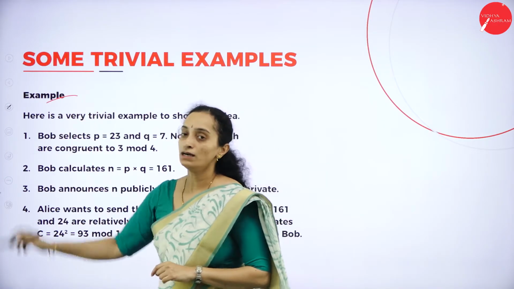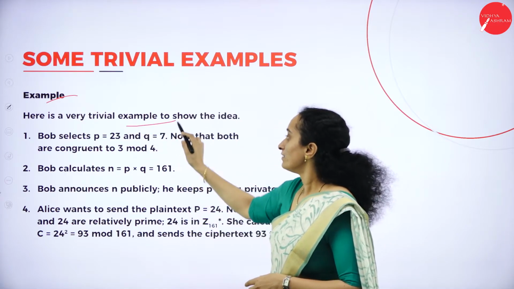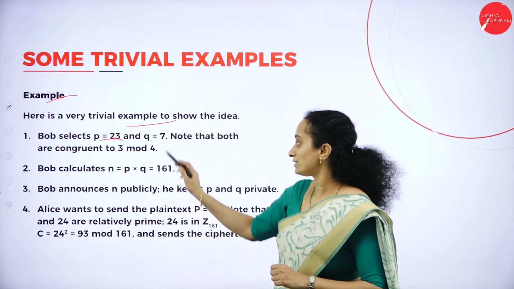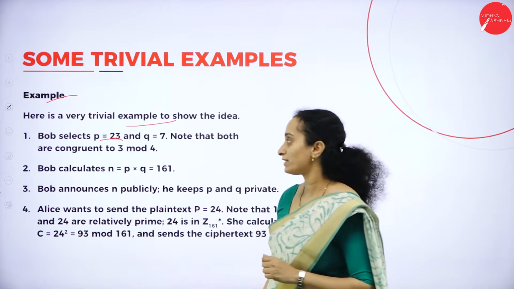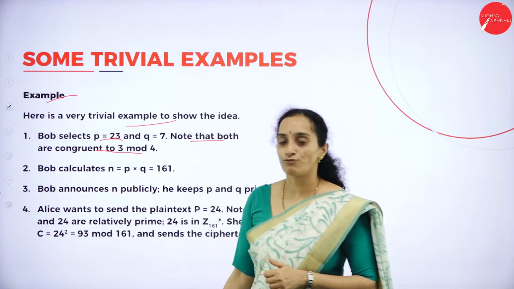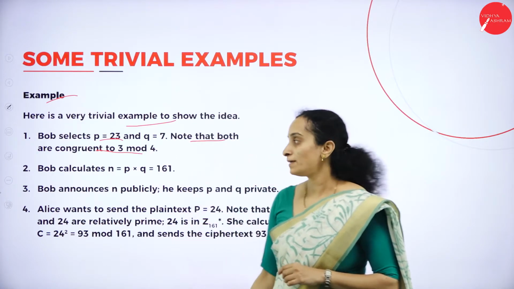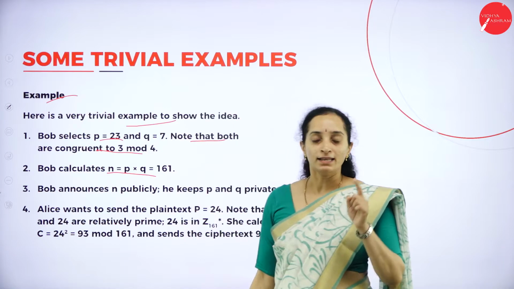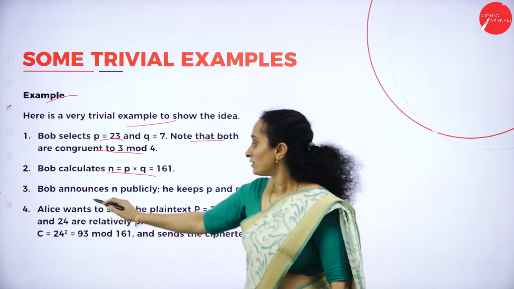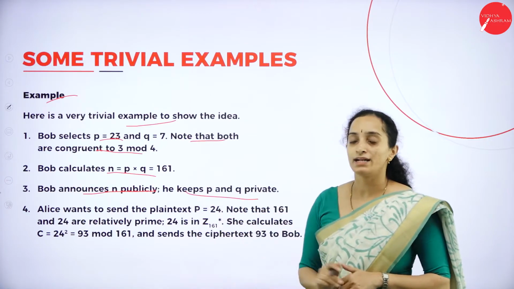Here we discuss some basic examples to understand the implementation of the cryptosystem. We have a trivial example. Bob selects P as 23 and Q as 7. Note that both are congruent to 3 mod 4. So Bob calculates n equals P times Q, which gives 161. Now Bob announces n publicly, that is 161. He keeps P and Q private.